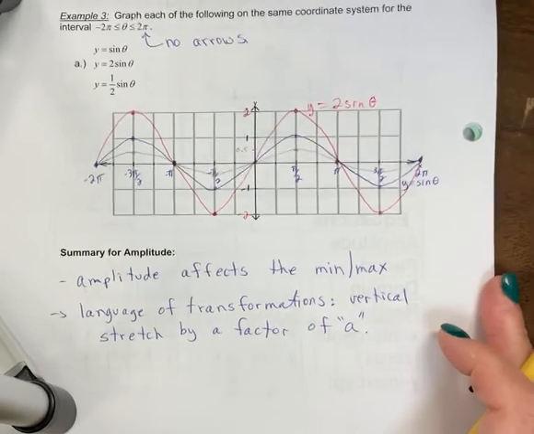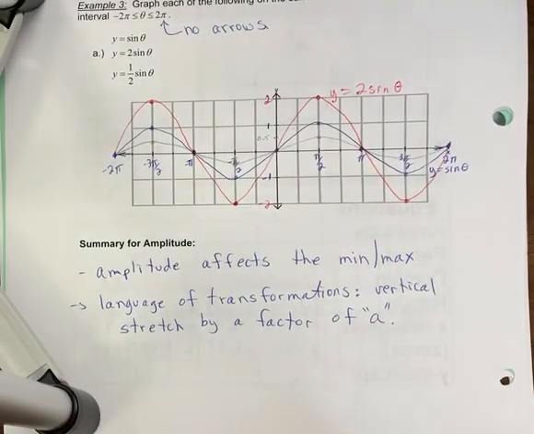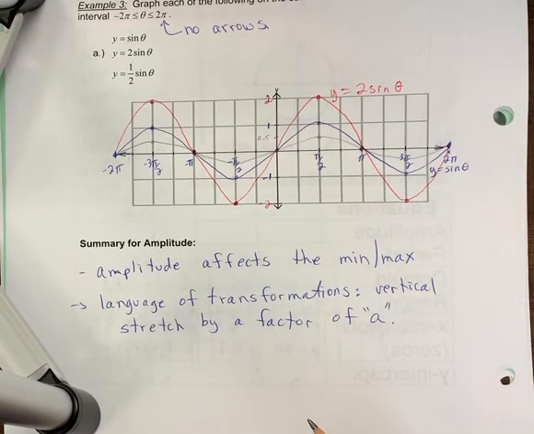So if we look at a little summary for amplitude, and you can pause this video if you want to write this down. It's already written up for us here. Amplitude affects the minimum and maximum. Those points changed. And also, we call this amplitude when we talk about sinusoidal functions, but if you're ever asked to use the language of transformations, we would call this a vertical stretch by a factor of a.